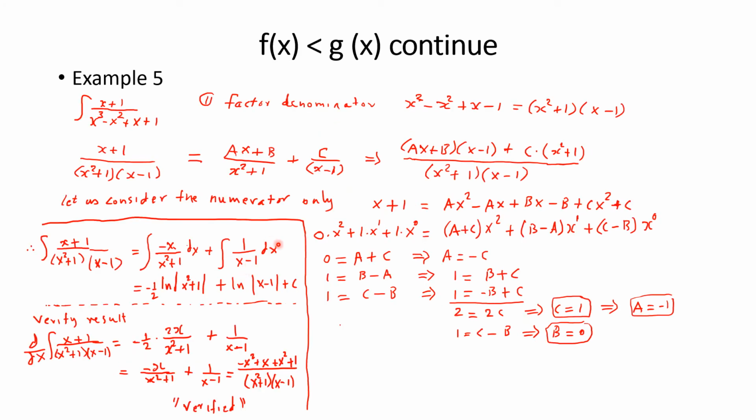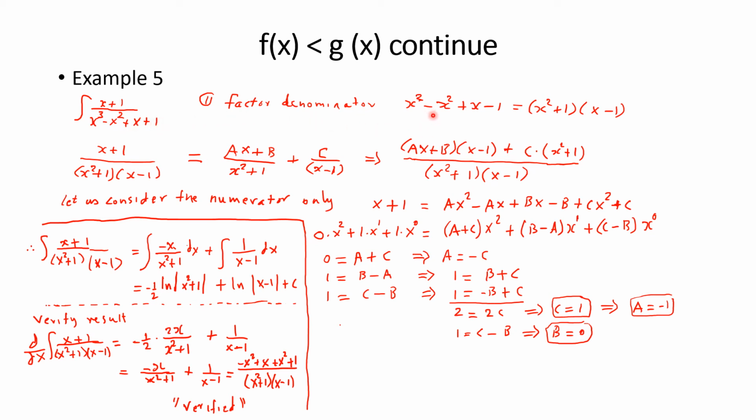Example number 5. We have x plus 1 divided by x cubed minus x squared plus x minus 1. So this is integration. f of x is less than g of x, so we're okay. We can just go ahead and proceed. But the first thing, we have to factor the denominator, because this denominator is not factored. We have to factor it until we have all the terms irreducible.